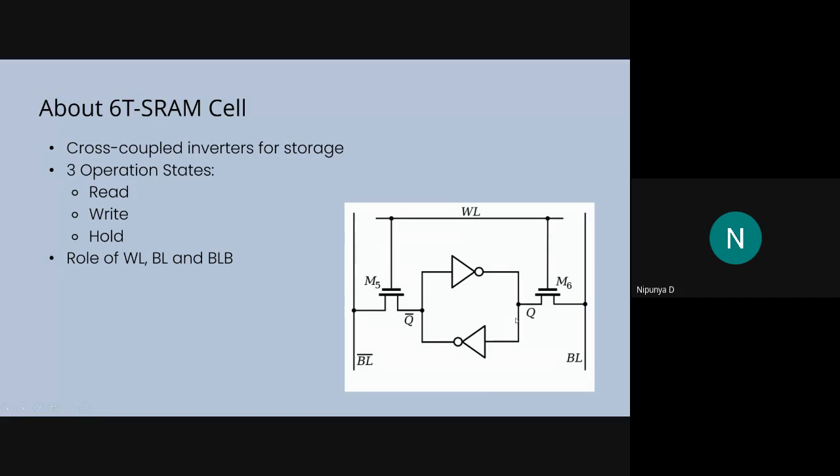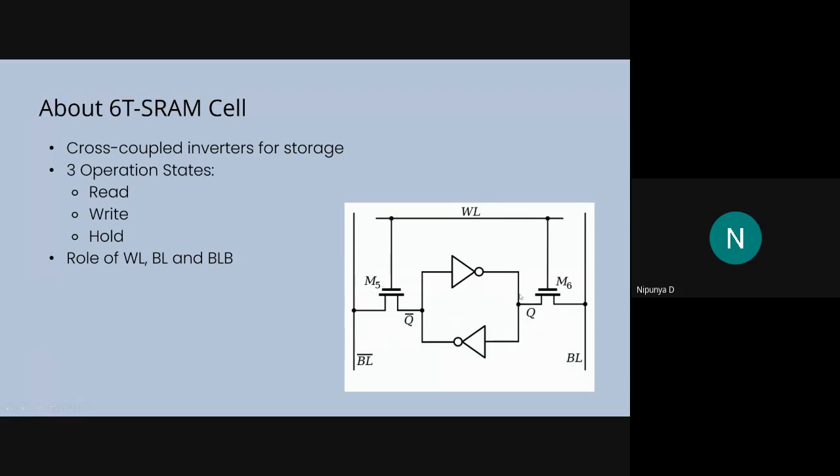The latch is the simplest element which is used for storage, and this latch can be accessed with the help of two transistors, in this case M5 and M6, which are also known as access transistors. By using this small SRAM cell, we can generally perform three operations: read, write, and hold. I will just brief you about what exactly happens in each of these and the lines mentioned here. So WL refers to word line.